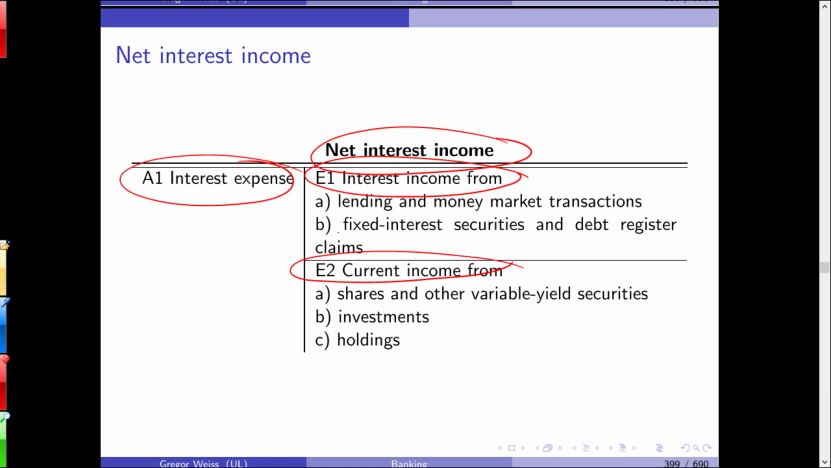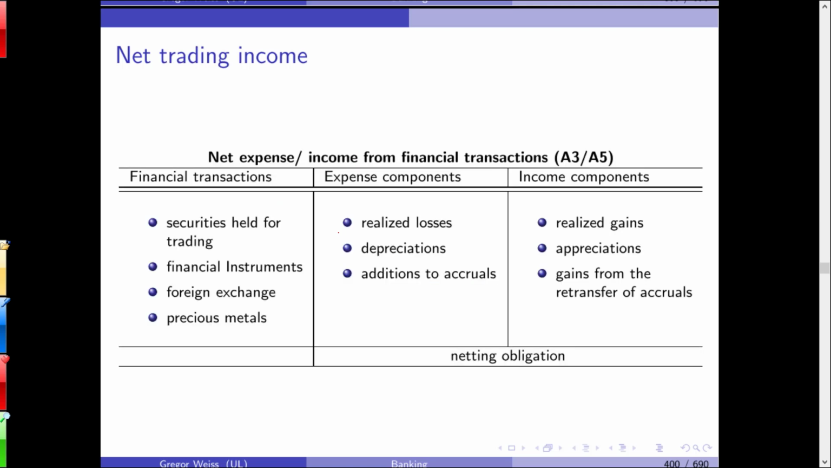And if you take the difference, this will give you the net interest income. The net trading income is the net expense or income from financial transactions. That is A3 and A5 on the asset side of the balance sheet. You look at the realized gains, the appreciations, the depreciations in your assets, more precisely your security holdings. And this results from financial transactions in foreign exchange, securities, financial instruments, derivatives, etc. And then you will get the net trading income.